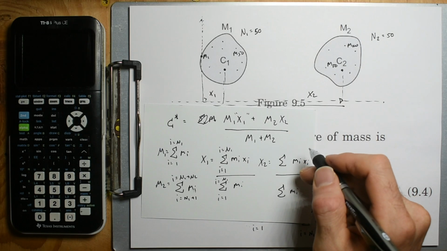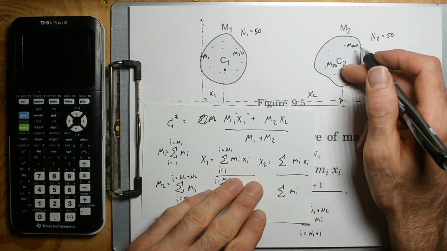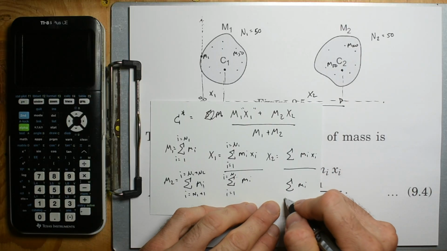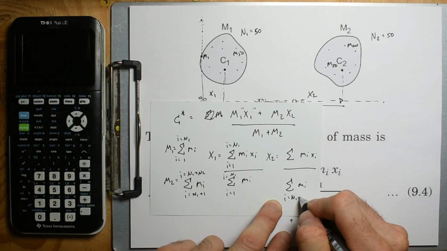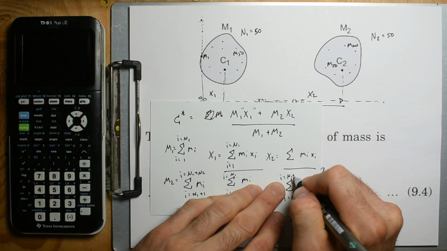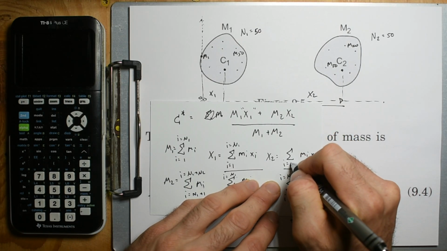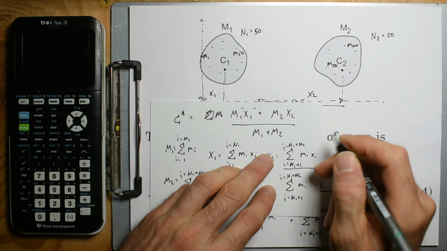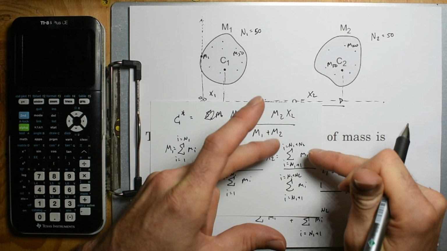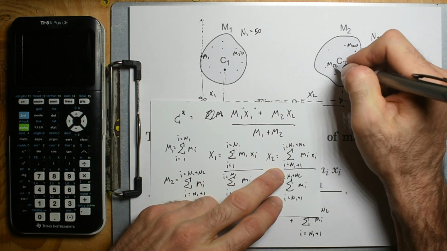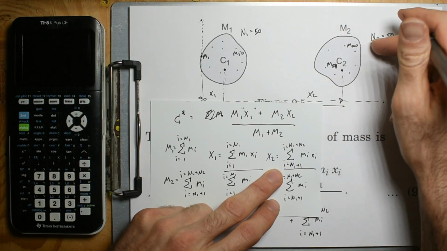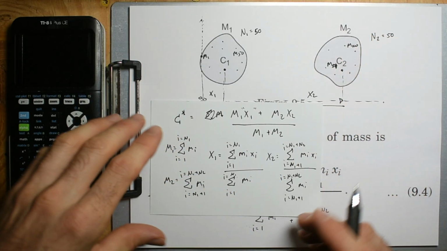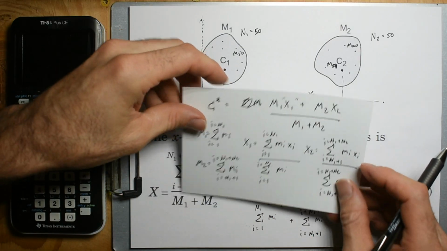It's going to be the center of these particles from the origin that we chose, and that's going to be i equals n1 plus 1 to i equals n1 plus n2. I said 51, my bad, to 100. If I said that right, 51 to 100. Cool. So now I do have my work cut out for me.